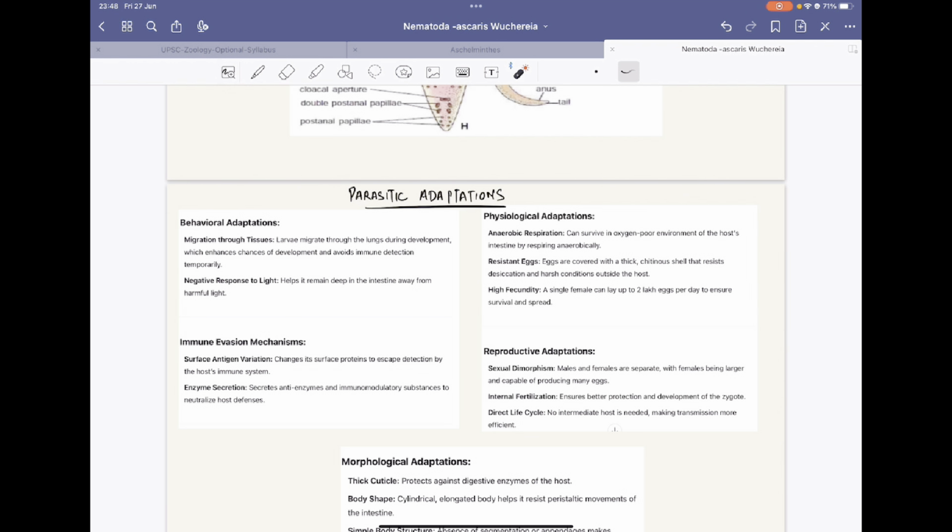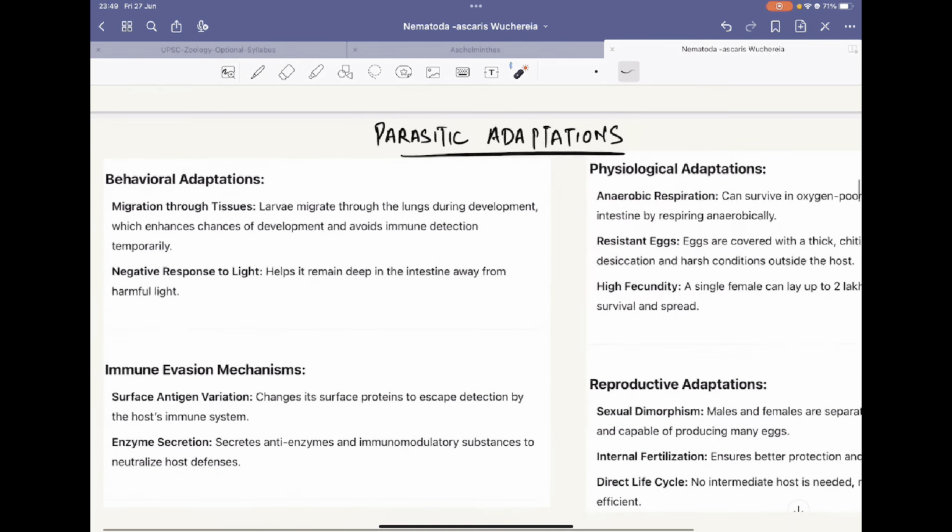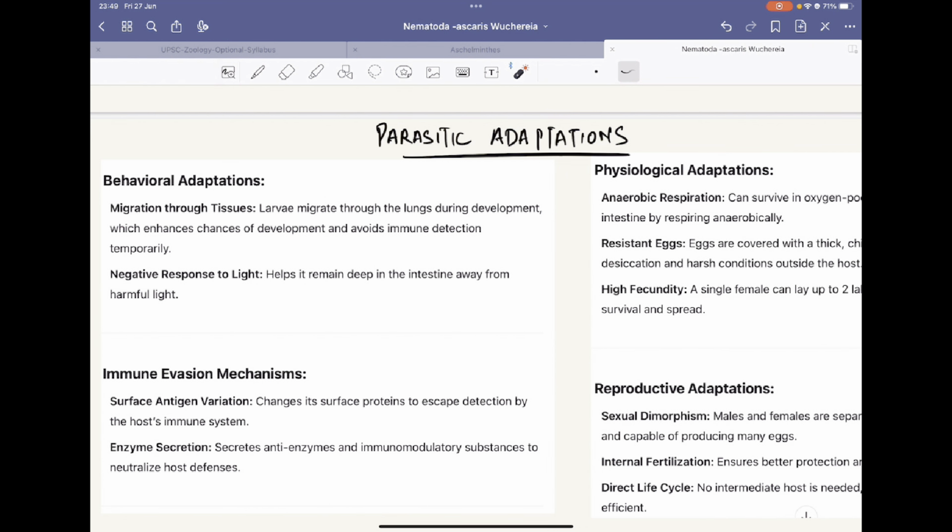You will also see there are various parasitic adaptations. First the behavioral adaptation, that is, migration through the tissues. In the life cycle, the larvae migrate through the tissues, from the lungs during development, and they also avoid immune detection temporarily. They have a negative response to light, that's why they always stay deep in the intestines away from harmful light.